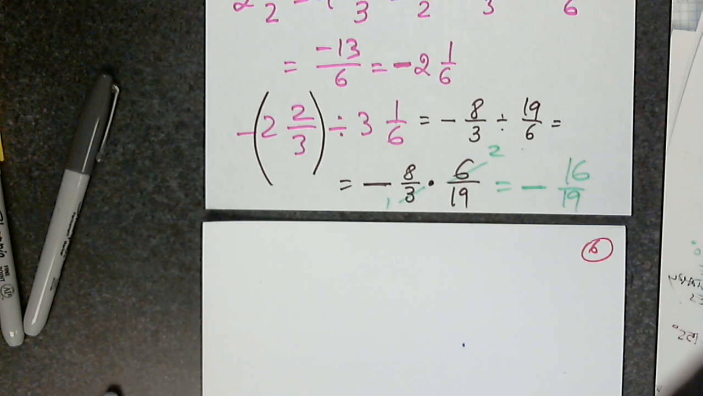Oh, you wrote 4. Why did you write 4? 2 times 3 is 6. 6 plus 2 is 8.